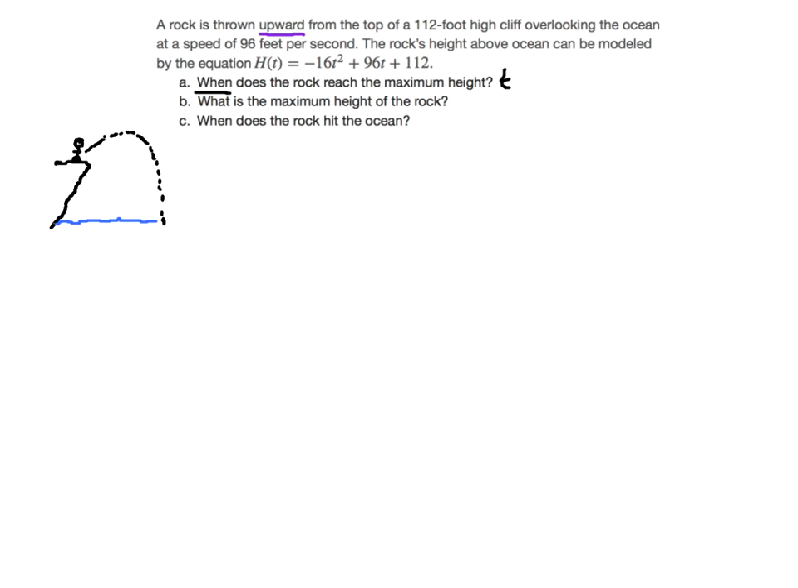This means I'm solving for time, t. When does the rock reach its maximum height? In other words, what is my t value at that vertex? So let's go ahead and do part A.